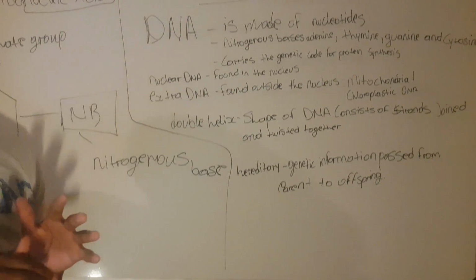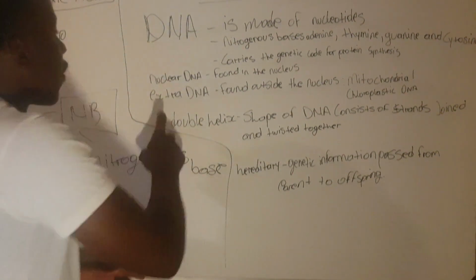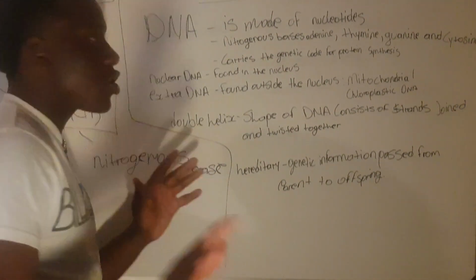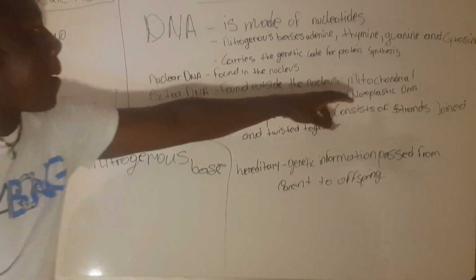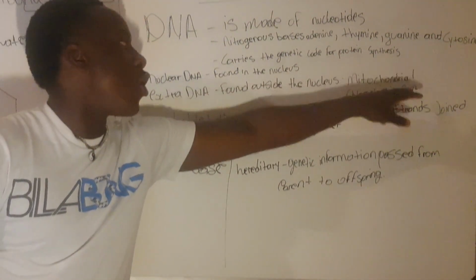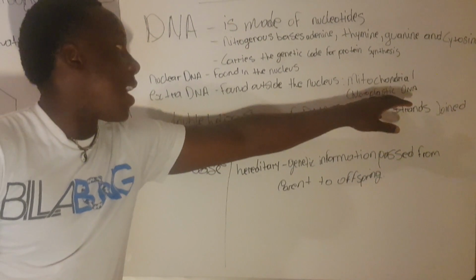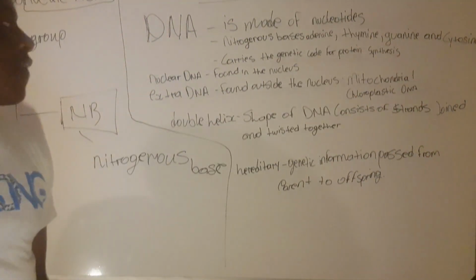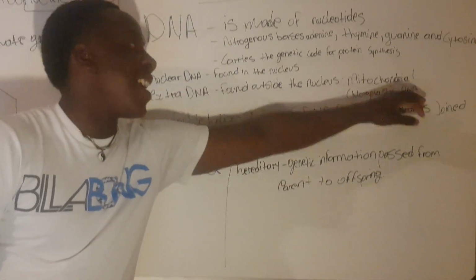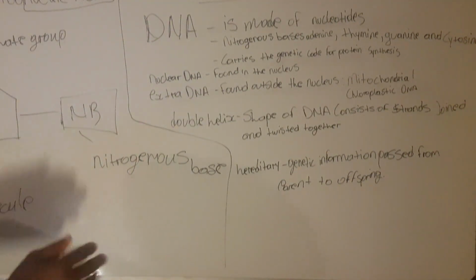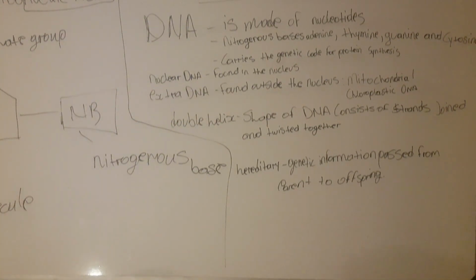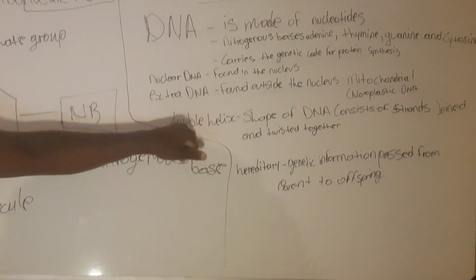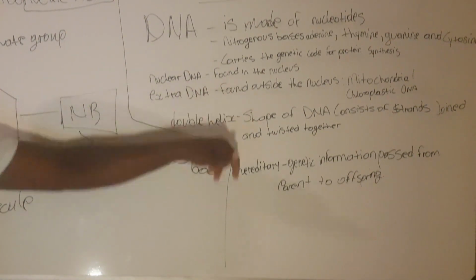DNA is found in multiple places. There is nuclear DNA, which is found in the nucleus. There is also mitochondrial DNA, which is found in the mitochondrion, and chloroplastic DNA, which is found in the chloroplast. And also the shape of the DNA: the shape of the DNA is the double helix shape.